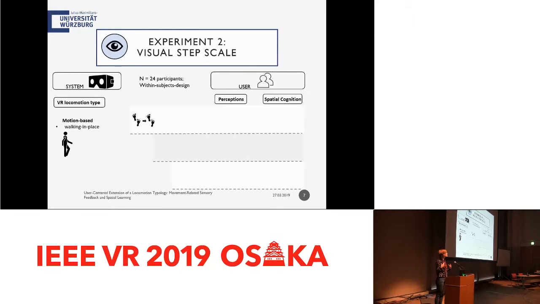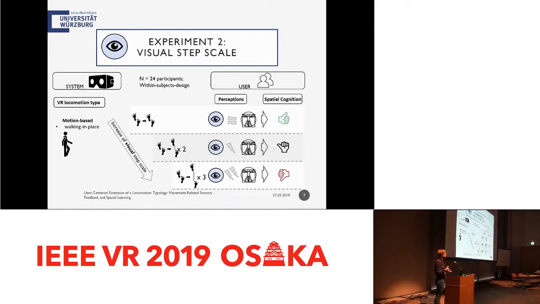input in terms of the visual step scale. We started with the walking in place condition from the first experiment and increased the visual step scale, leading to a double-sized virtual step and a 3 times bigger virtual step size. Here we expected the increase of visual motion to lead to a decrease of the overlap between visual and body-based motion cues, and therefore to a decrease in the performance in the spatial cognition tasks.